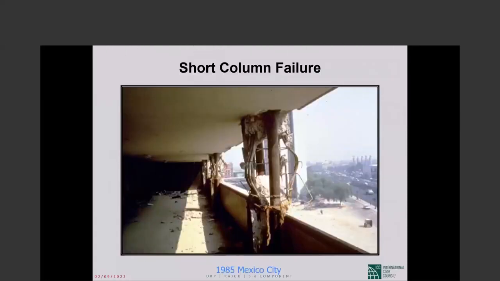Now, I have a number of pictures that show you this. It is called the short column problem, short column failure. You see that in every earthquake around the globe.